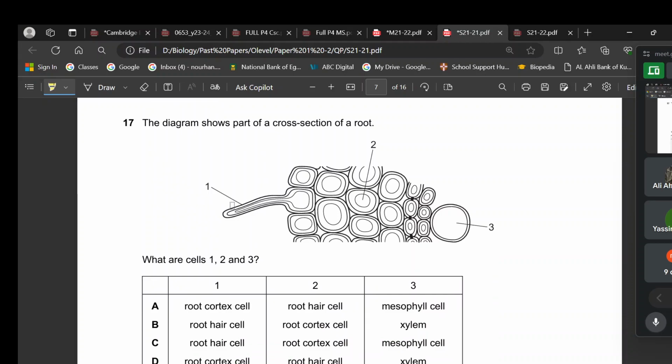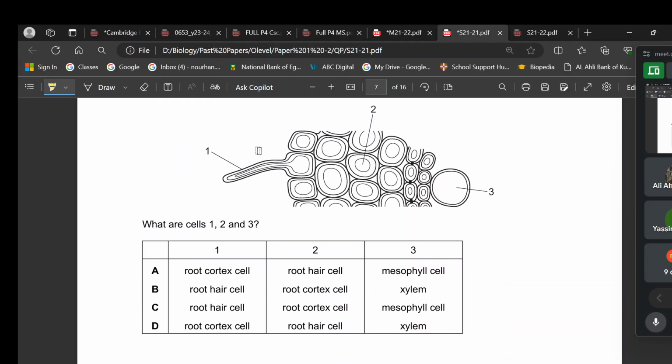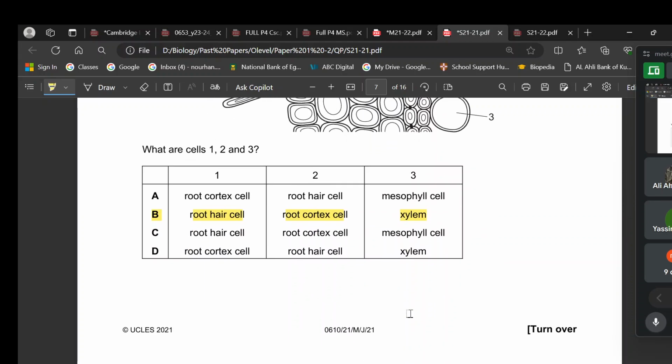The diagram shows part of a cross section of the root. What are cells 1, 2, and 3? The first one is the root hair cell with the extension, and then cortex cells, and then, okay, no, it's not mesophyll cell. The inner part is xylem cell, so it will be B. Root hair cell, cortex cell, and then xylem is in the middle of the root. The vascular bundle is in the middle of the root, so it is the xylem vessel. Mesophyll D is in the leaf.